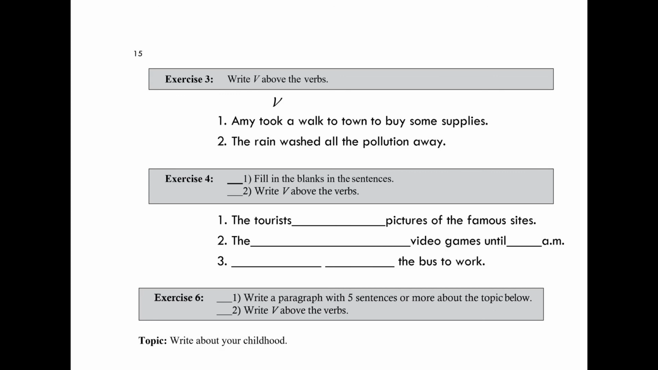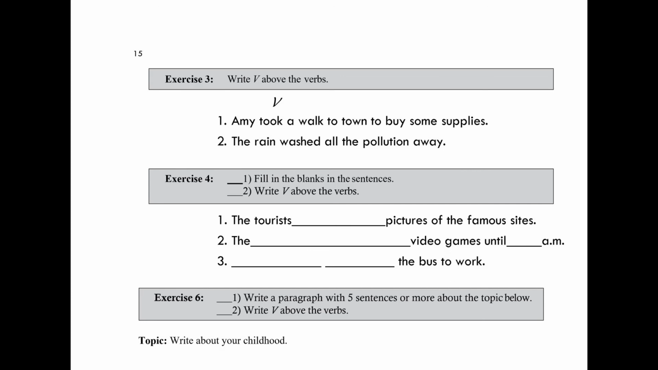In exercise 3, they just need to identify the verbs in the sentence. In exercise 4, they fill in the blanks with their own words and then identify the verbs. For example, look at exercise 4, item 2, the blank video games until blank a.m. One student wrote, the brothers played video games until 2 a.m. And that student correctly identified the word played as the verb.